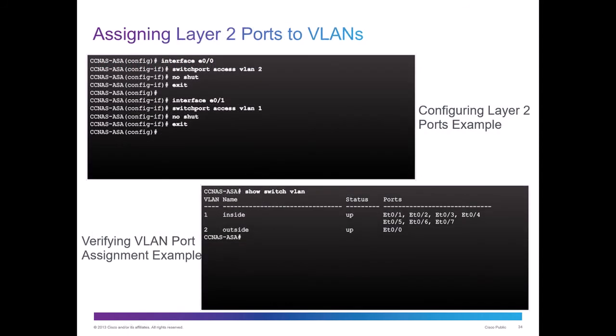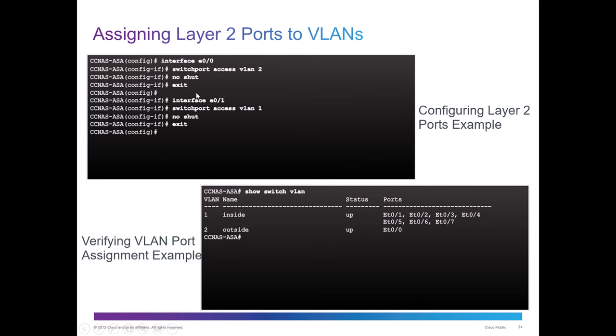Then we take the interfaces on the ASA. For example, the Ethernet 0 interface is going to be in VLAN 2, and Ethernet 1 is going to be in VLAN 1. Whatever is connected to VLAN 1 is going to be from the inside network, and whatever is connected to VLAN 2 is going to be the outside. Don't forget to type no shut, of course. Please write those down as well.